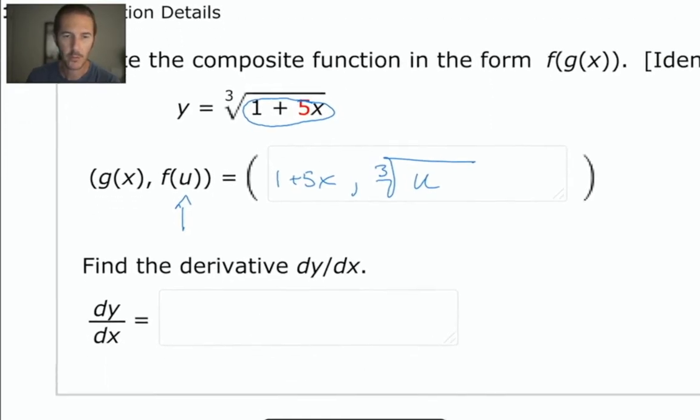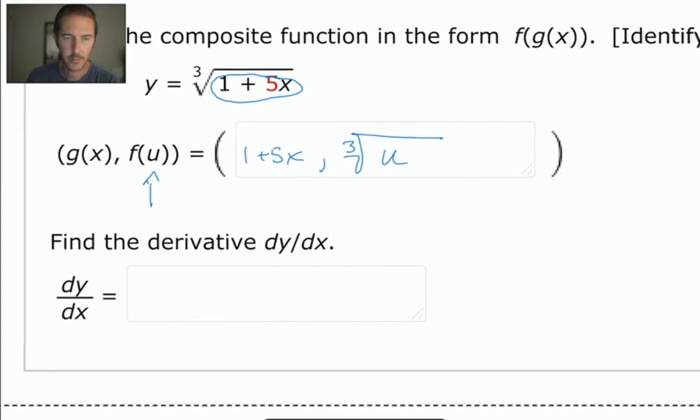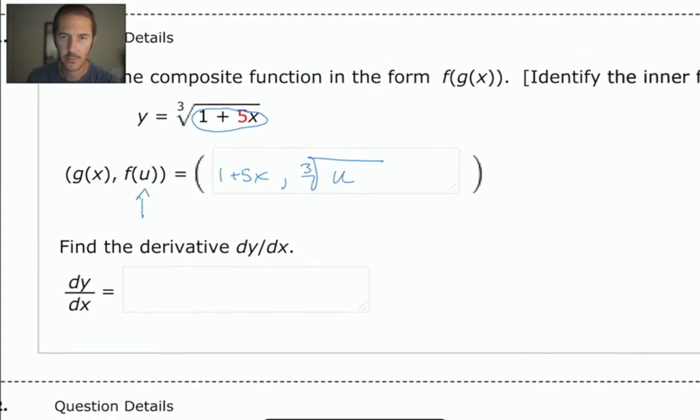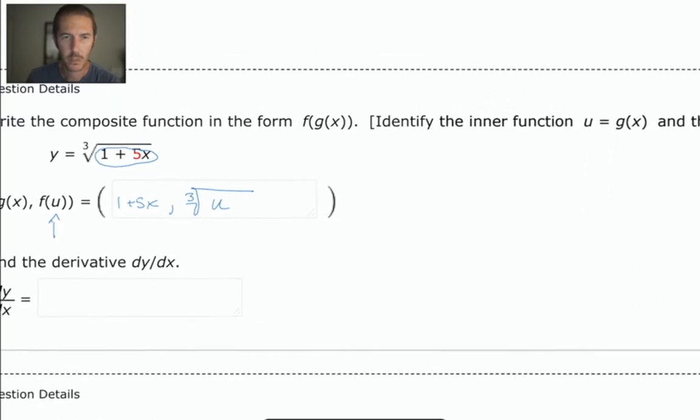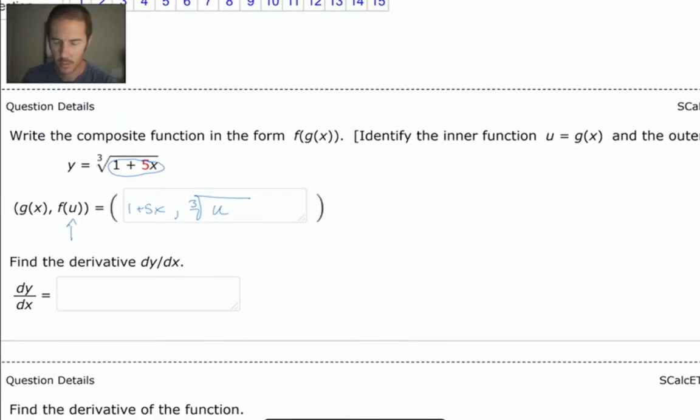And now they want us to find the derivative, dy dx. Let's do that. Let's make a little more room here. There we go. I'm going to take my original function or equation and write it as 1 plus 5x to the 1/3 power. And then y prime, or dy dx, equals, and let's talk through the motions.